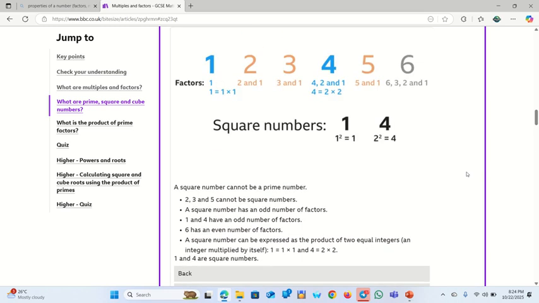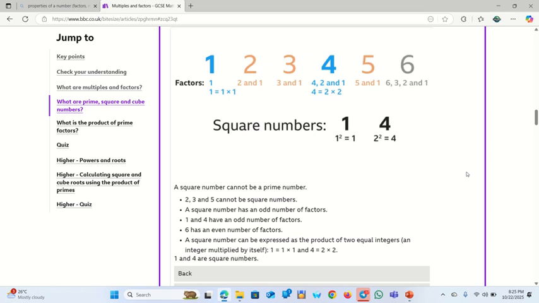Okay, they are still explaining. The explanation continues. Factors: 1 times 1; 2 times 1; 3 times 1; 4 is 2 and 1, or 4 is equal to 2 times 2, that's 2 squared; 5 and 1; 6 is 3, 2, and 1. So square numbers: 1 squared is equal to 1.